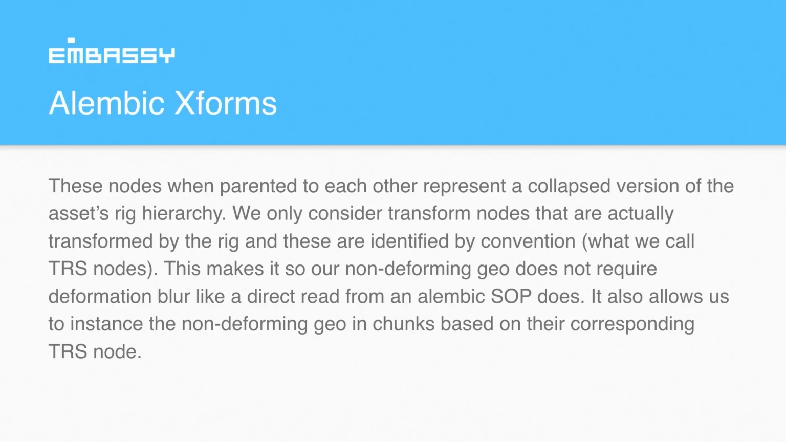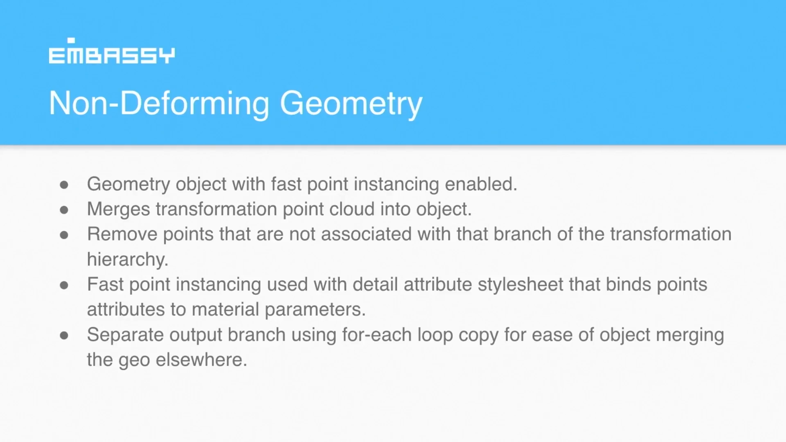The alembic XForms are parent to each other. They represent the collapsed version of the rig hierarchy. We only consider transform nodes that are actually transformed by the rig, and these are identified by convention, what we call TRS nodes. This makes it so our non-deforming geo does not require deformation blur. Non-deforming geo, they each have their own individual geometry object in the render hierarchy.